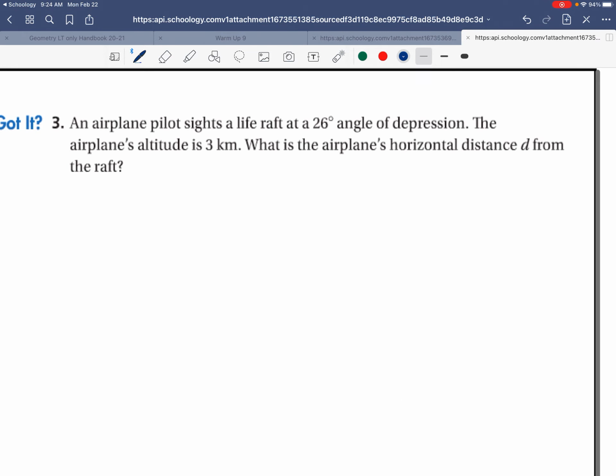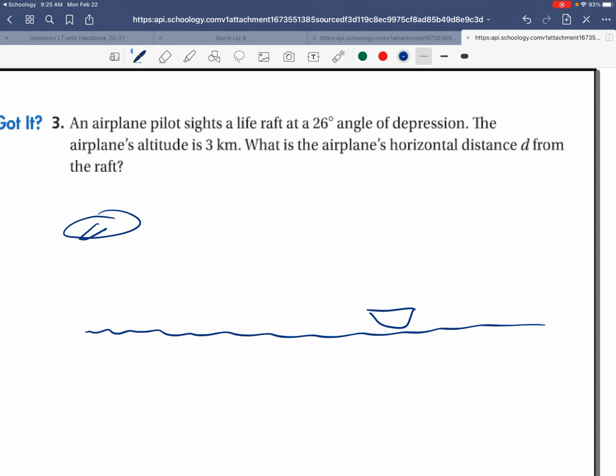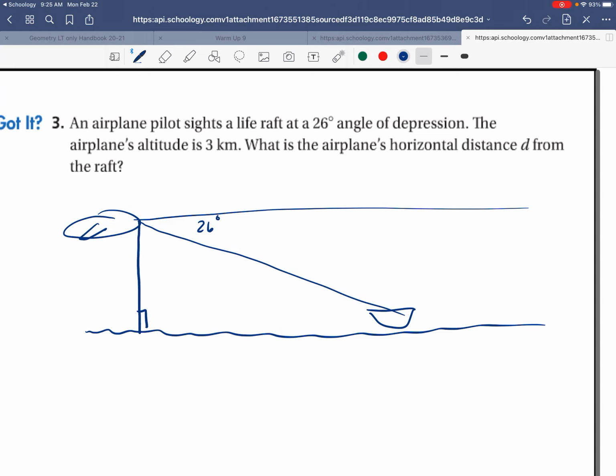Pause the movie, set up a picture for this one, and then press play when you're ready. So we got an airplane, sights a raft, that's my boat, at a 26-degree angle of depression. So that's going to go from the horizontal down is 26 degrees. The airplane's altitude, that would be from the perpendicular, is 3 kilometers. What is the airplane's horizontal distance, d, from the raft? Horizontal distance, d, from the raft would be this length. So we're solving for x here.